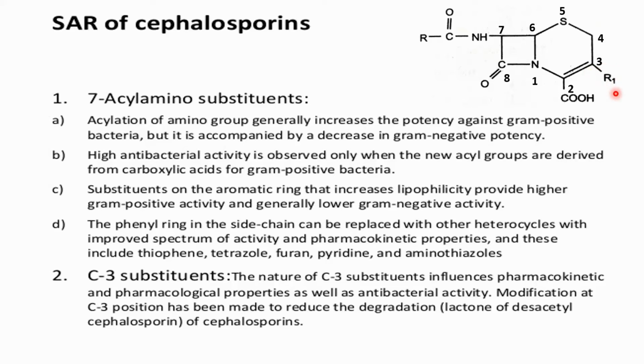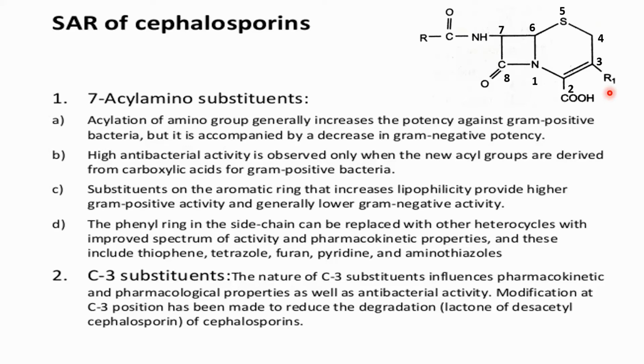The nature of the C3 substituent will influence the pharmacokinetics and pharmacological properties as well as the antibacterial activity. Modification at the C3 position has been made to reduce the degradation of cephalosporin. So if R1 is substituted with another group, it will reduce the degradation or breakdown of cephalosporin derivatives.